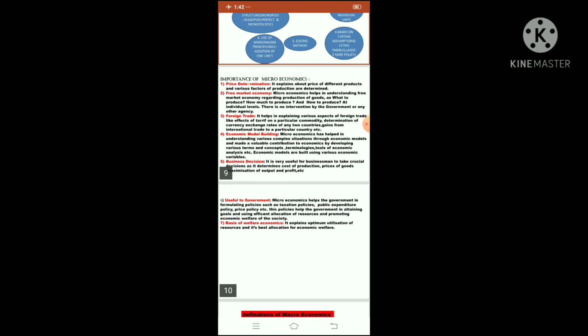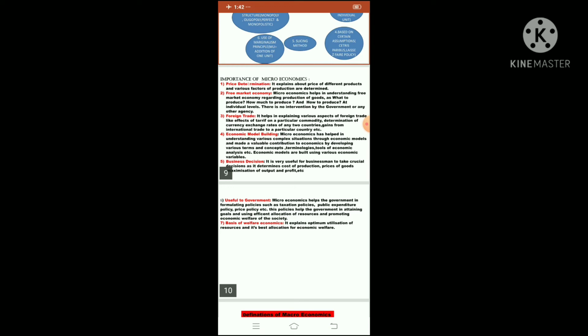How is it important to the government? It helps the government in framing the policies, children. Formulating policies means what? Framing the policies. So these policies will be related to taxation, public expenditure policy, price policy. These policies will help the government in attaining goals and using efficient allocation of resources and promoting economic welfare of the society. So it is very useful for government.